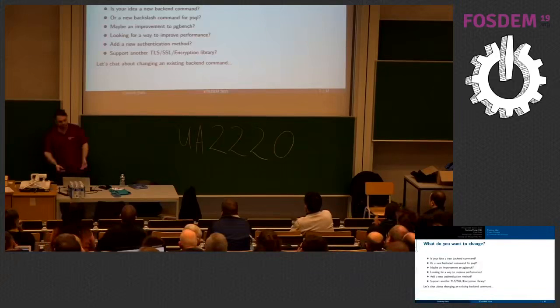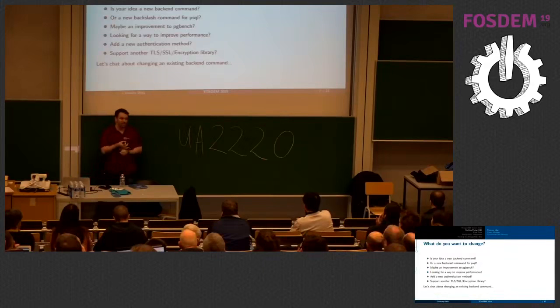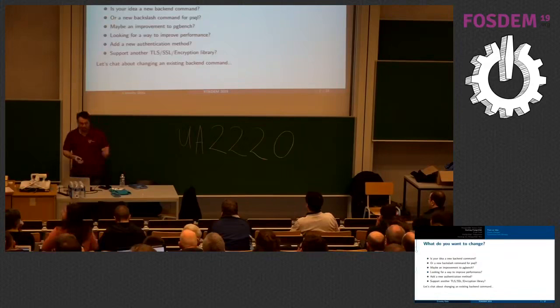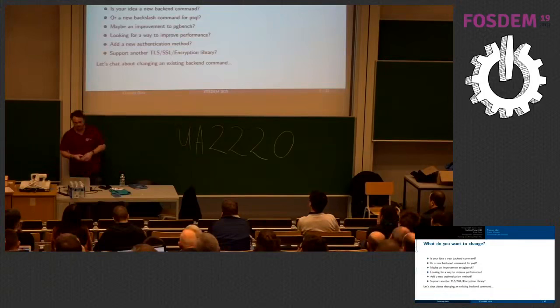If you want to improve performance, come talk to us because it's a lot of work. But it's good work. If you want to add a new authentication method, then you're talking about changes to src interfaces libpq and src backend libpq. If you want to add support for another TLS or SSL encryption library, a lot of that goes into, again, src interfaces libpq, at least if you're talking about it for the protocol.